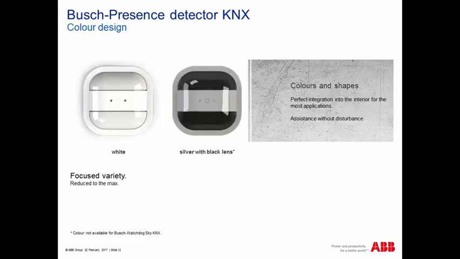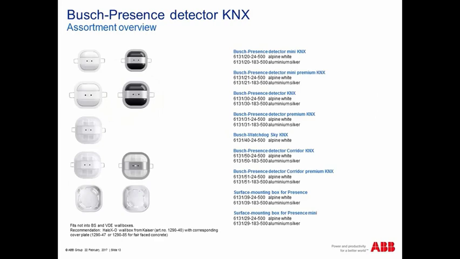In color and shape, the shape is more or less the same, but the colors for the housing come in white and in aluminum silver. This depends on the presence detectors and for what application you need them. We have a milky lens and we have a black lens, and the sky and the corridor come with a transparent lens. I have a picture here to show it a little bit more.